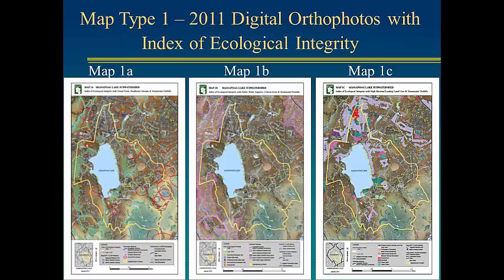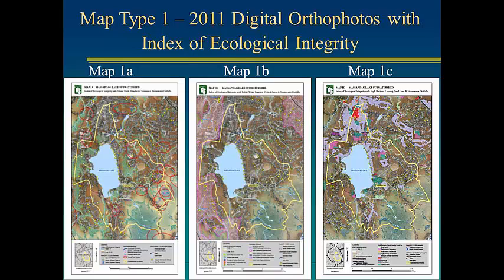In previous segments, we discussed how to design 2 types of GIS maps for use as stormwater planning tools. To review, the base map for Type 1 includes the 2011 ortho photos with the Index of Ecological Integrity and stormwater outfall overlays. These maps identify intact wetland systems where planning efforts should focus on protection and preservation.